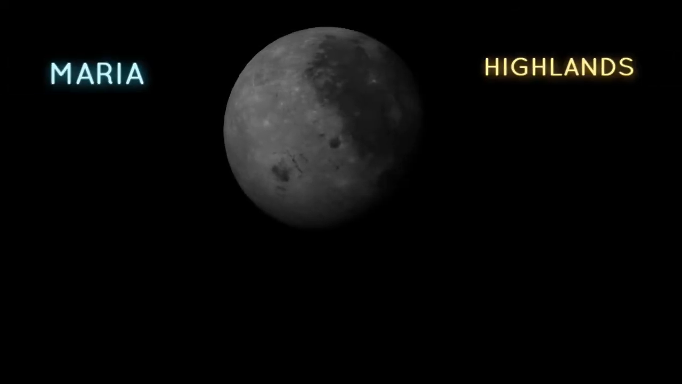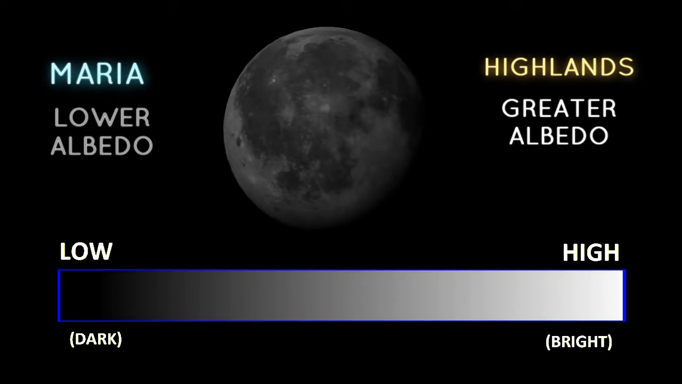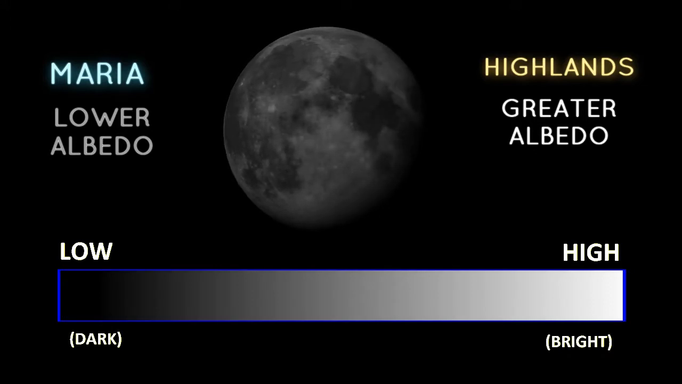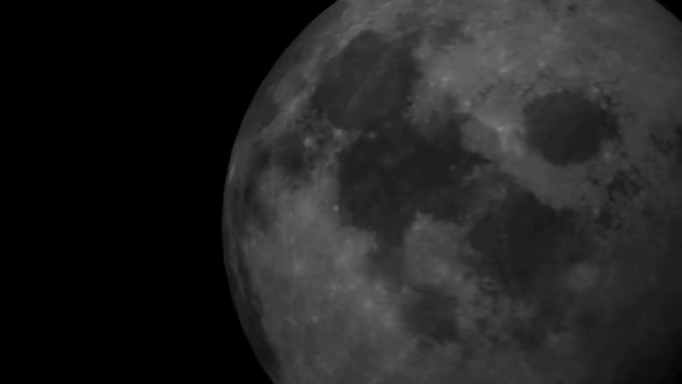The Maria have a lower albedo than the lunar highlands. That is, the Maria appear darker as less light is reflected from them. The Maria are circular in shape and formed from lava filling large basins created by impacts.